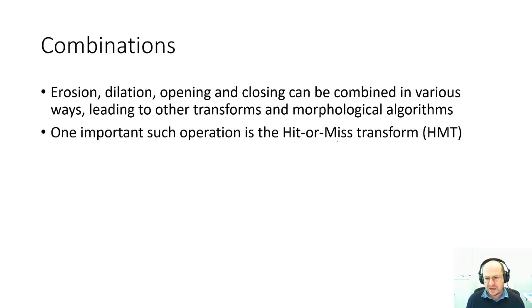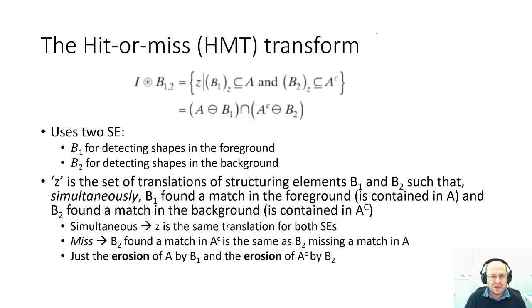One of them is the hit or miss transform, HMT. As you see, it's a smart combination of erosions, but here I have two structuring elements, B1 and B2. With one of the structuring elements, I'm going to erode the foreground pixels of an image, and with the other element, I'm going to erode the complement, the background pixels.